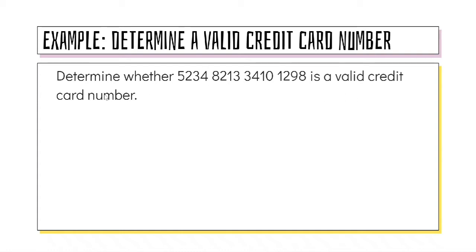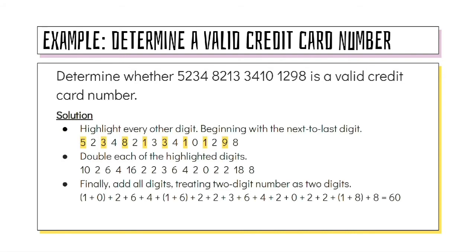Okay. So for the solution, we'll use the Luhn algorithm. First, we need to highlight every other digit, beginning with the next to last digit. As I have said, the next to last digit is the digit before the check digit. So let's highlight this one. Every other digit is highlighted. So this one also. Then here, there, up to here. So you notice, class, only every other digit is highlighted.